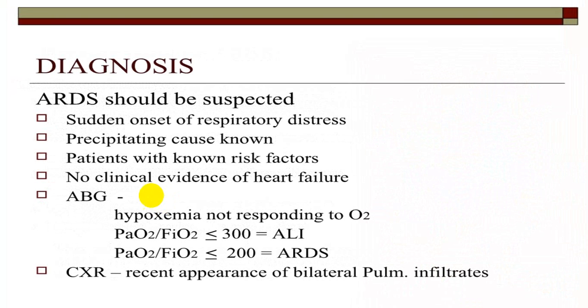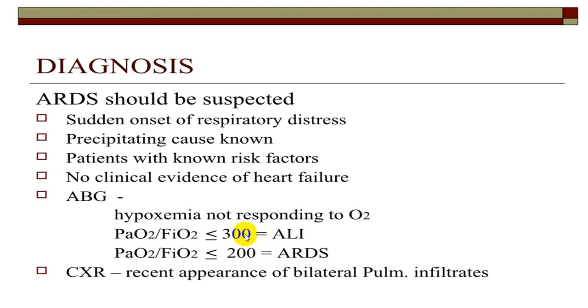ARDS is mainly diagnosed by sudden onset. The precipitating cause is known; you usually know the cause. There may be increased risk factors. There is no clinical evidence of heart failure, with pulmonary capillary wedge pressure less than 18. If you calculate the ratio of PaO2 to FiO2, if it is less than 300 but more than 200, it is called ALI, and less than 200, it is called ARDS.